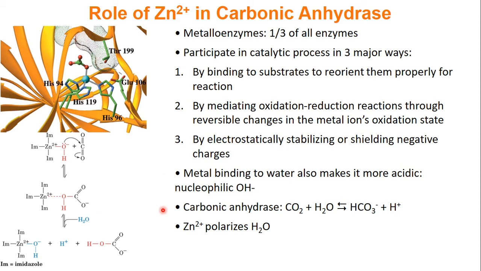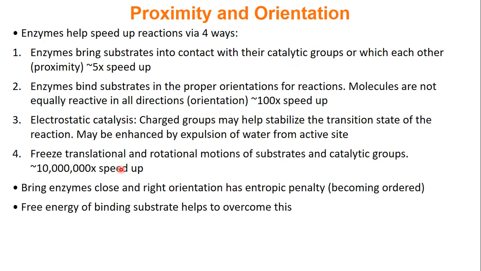For example, one reaction that needs a metal ion is carbonic anhydrase, where carbon dioxide plus water makes carbonic acid plus a proton, the zinc helping make that water more acidic. It's polarizing the water. And so metals in your body are used for enzymes in three general ways.